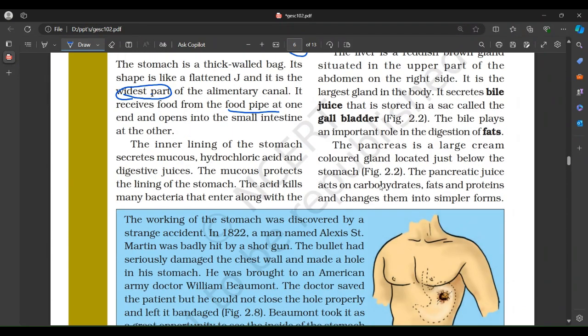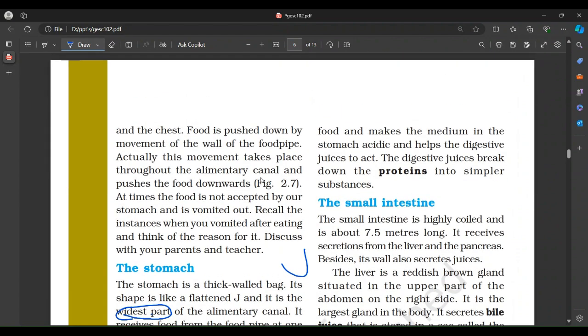The inner lining of the stomach secretes mucus, hydrochloric acid, and digestive juices. The mucus protects the lining of the stomach and always keeps it moist. The acid kills the many bacteria that enter along with the food and makes the medium in the stomach acidic, and helps the digestive juices to act. The digestive juices break down the proteins into simpler form. This is the use of digestive juices.